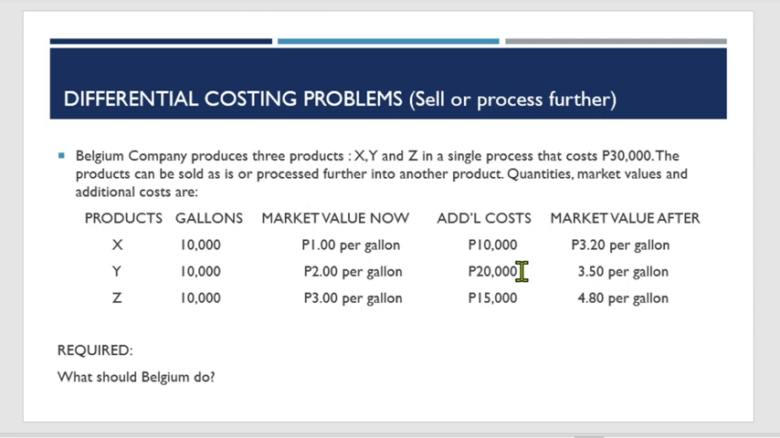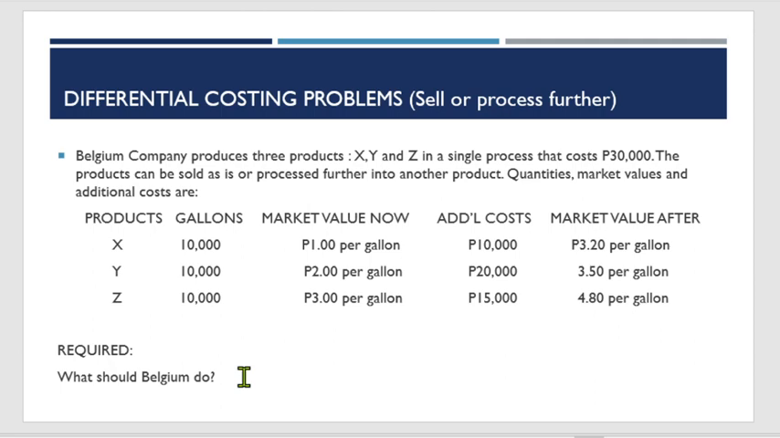For Z, 4.8 minus 3 is 1.8 times 10,000. That is 18,000. So, 18,000, compare mo yun sa additional cost na 15,000, mas malaki yung revenue, then i-process further mo si Z. So, anong gagawin ni Belgium company? Si X, i-process further. Si Y, i-sell at split-off point. And then si Z, i-process further.